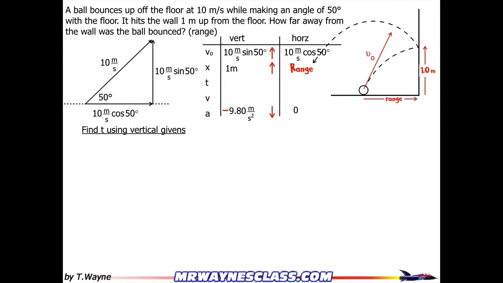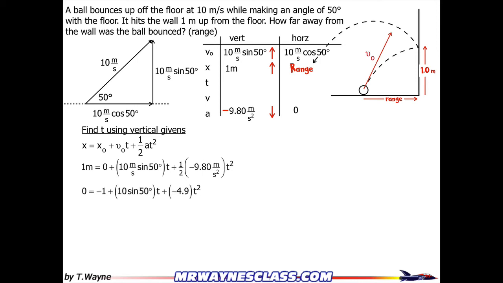And now I need an equation that'll solve this, and that's pretty easy to find. That's going to be x equals x naught plus v naught t plus 1/2 a t squared. So I'll put in my givens. So 1 meter equals 0 plus 10 meters per second sine 50 times t plus 1/2 negative 9.8 meters per second squared times t squared. And remember, signs all came from the table. And then I'll put this in a standard form, so I'll set everything equal to 0. And notice I didn't calculate what 10 sine 50 actually is. I'm going to leave that out for a moment.